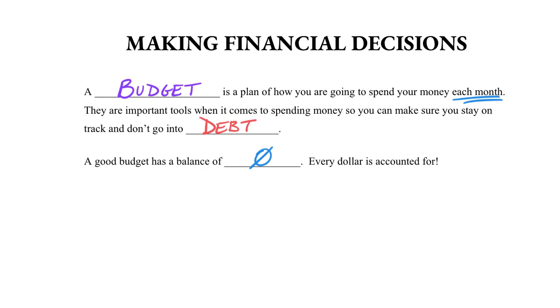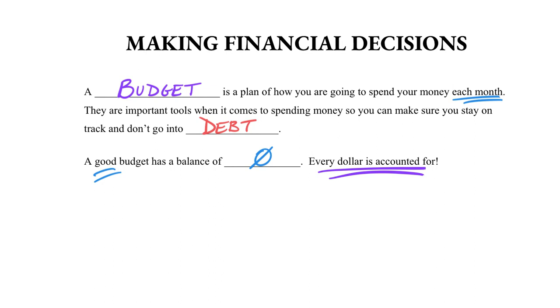And so it comes back to the title that what we want to do is we want to make good financial decisions. And so for us then, a good budget is one that has a balance of zero. Now, you may be looking at that going, but wait a second, why is a balance of zero good? We'll talk about that. But really what it is that every dollar is accounted for. It does not mean that we spend every dollar, but every dollar is accounted for.